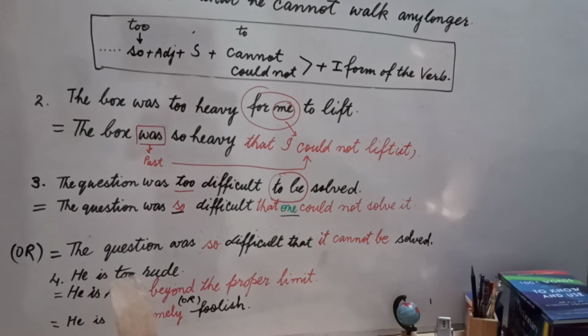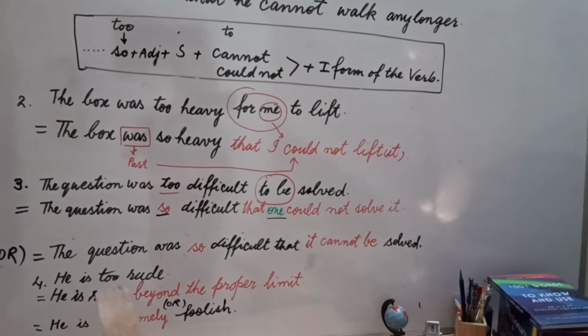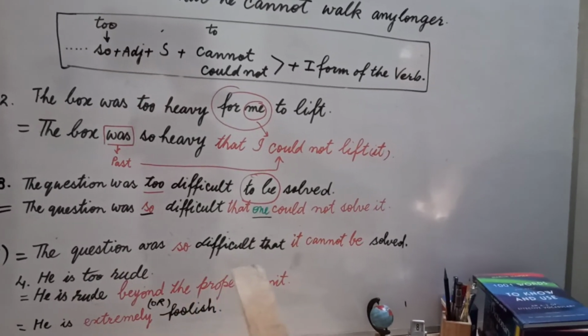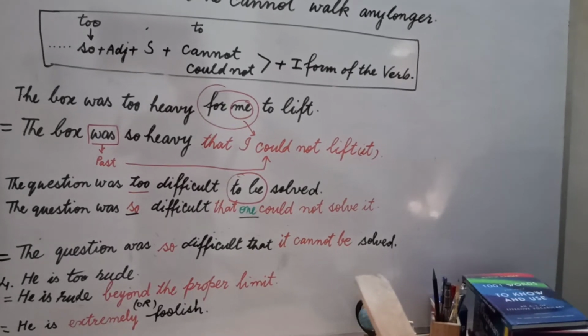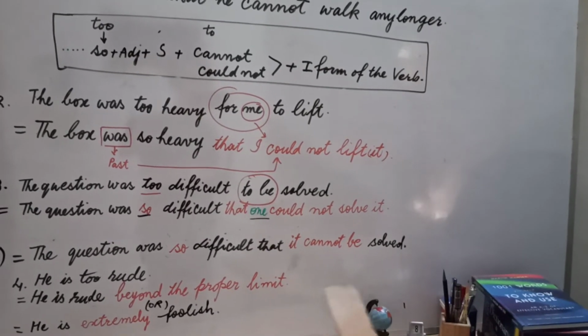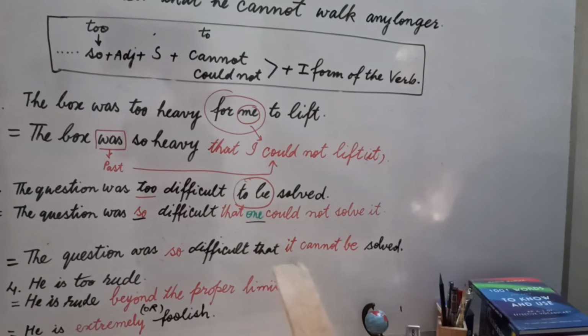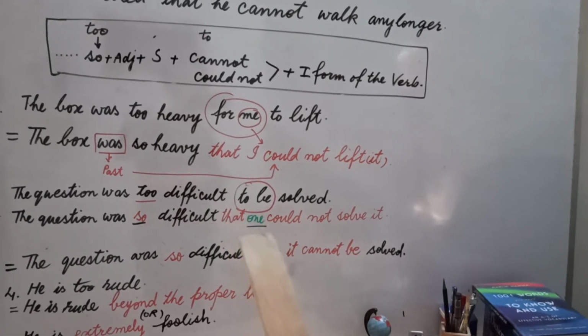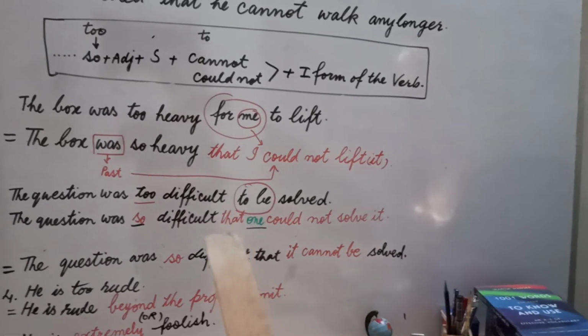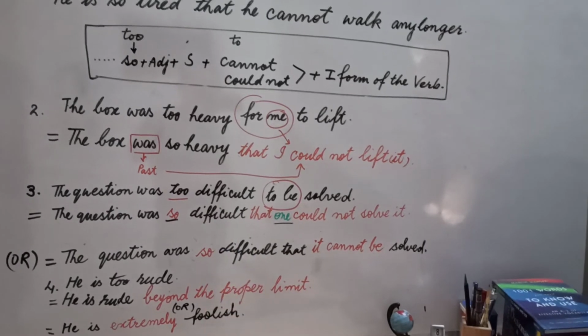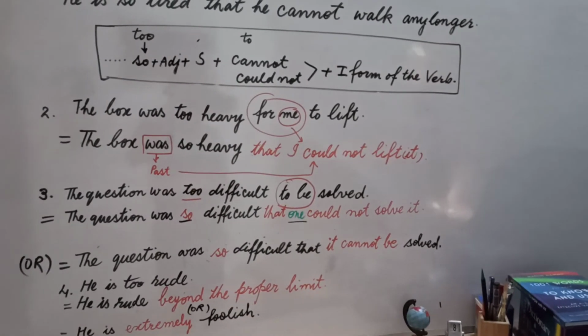Or you can solve this question in another form: the question was so difficult that it cannot be solved. This is passive form because the question and "it" are the same, and we leave it as it is. You can opt for any one of these two solutions that you like.